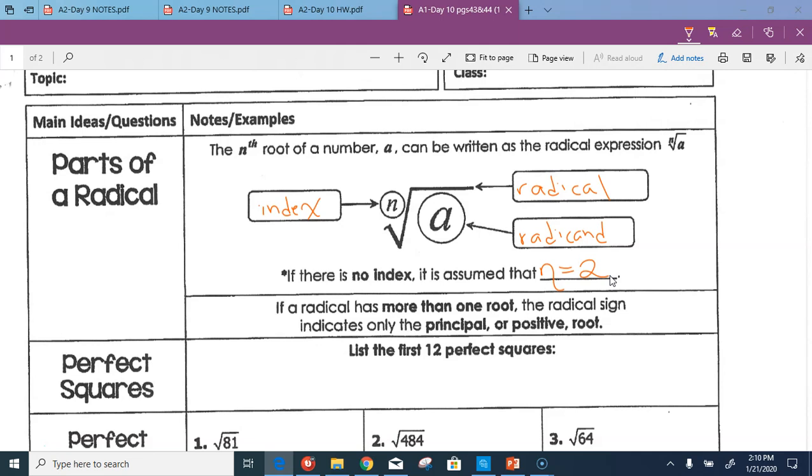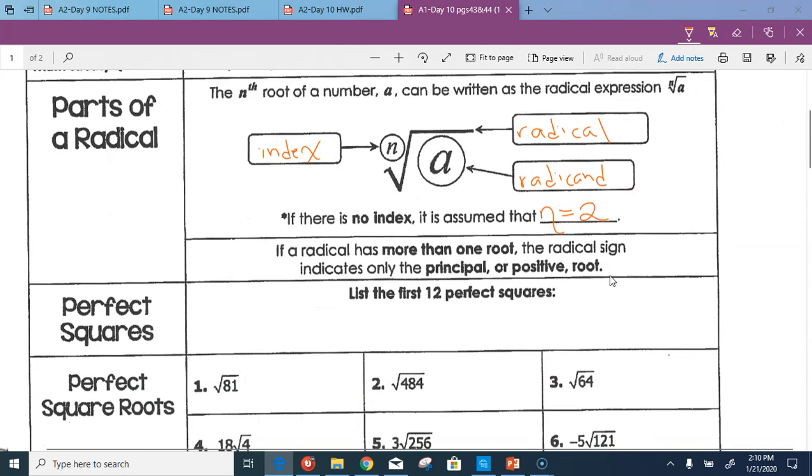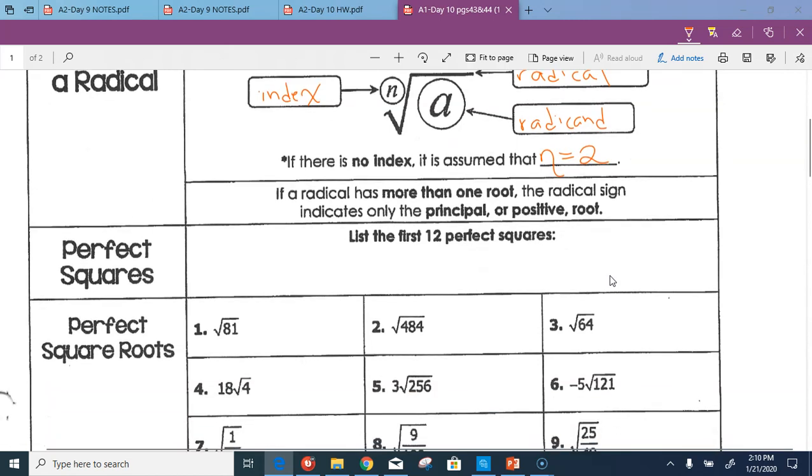What we're worrying about today, though, are perfect squares and square roots. So let's talk about the perfect squares. The perfect squares are the whole numbers times themselves. We're going to go ahead and list the first 12. For example, 1 squared, 1 times 1 is 1. 2 squared is 4. 3 squared is 9.